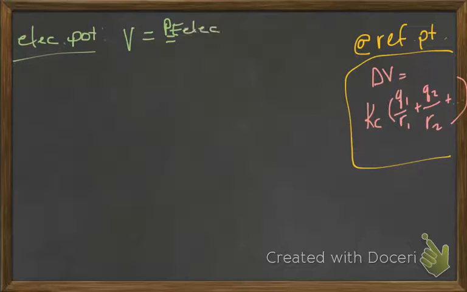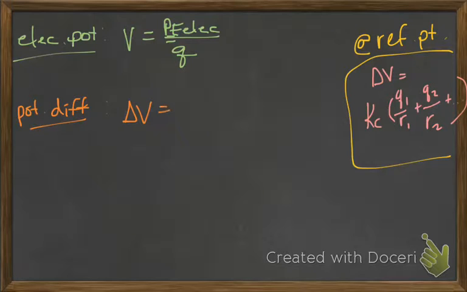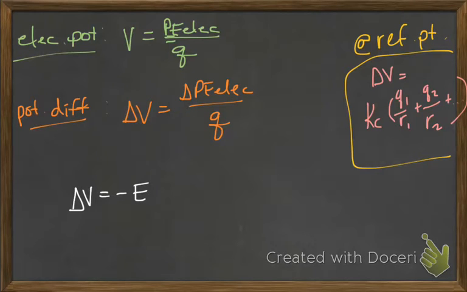We also looked at potential difference. Potential difference was delta V, which is delta PE electric over Q. We combined these equations to come up with another one, and this was delta V. If you're dealing with an electric field, your potential difference is equal to the negative of your electric field times the distance that is associated with it. So several different equations based on what all we have looked at today.